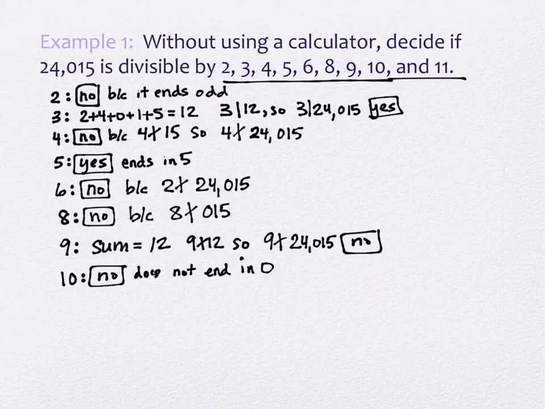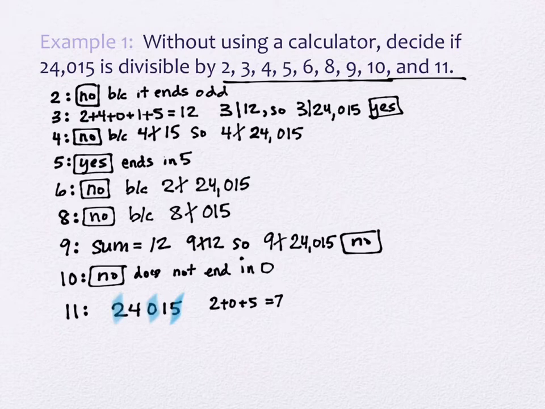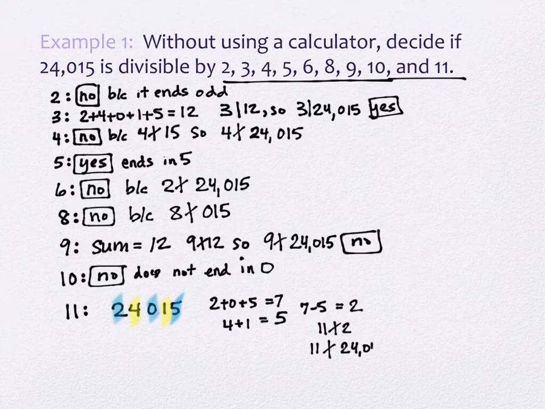Now we're ready for 11. So 11 is that weird one where we just write down the numbers and we skip over pieces. So I'll do 2, 0, and 5. What's the sum of the 2, 0, 5? 7. And then the ones that I skipped were 4 and 1. 4 plus 1 is 5. And 7 minus 5 is 2. Does 11 divide 2? No. So 11 does not divide 2, which means 11 does not divide 24,015.